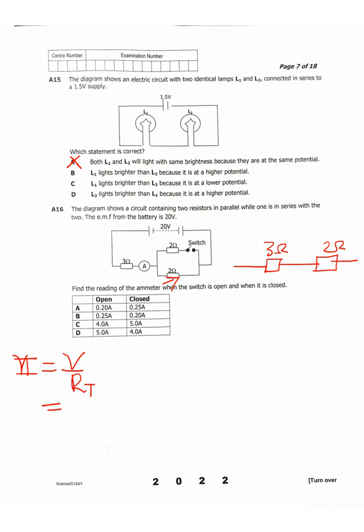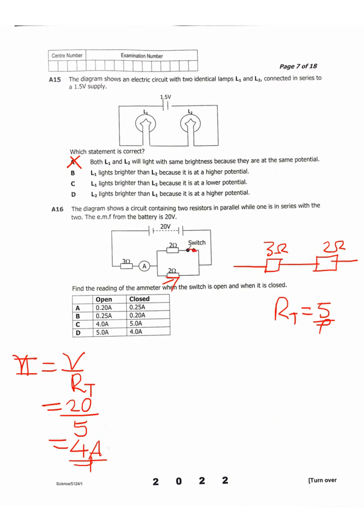So the total voltage here is 20 volts divided by the total resistance. Here we can see that is equal to 3 plus 2, that's 5. So over 5. So 5 into 20 is 4 amps. So when the switch is open, the current flowing through this particular circuit is 4 amps. Now what if it is closed?